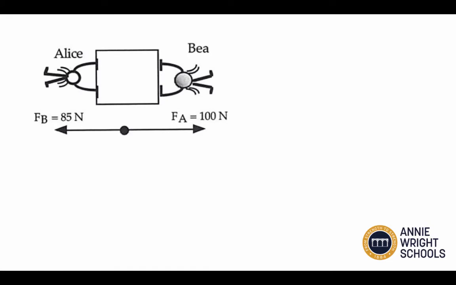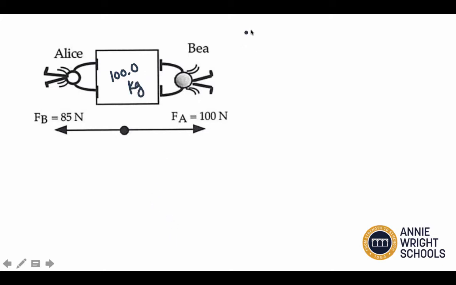This is actually the first problem in your worksheet, so you may want to write this down. This is a top-down view, a bird's eye view of two people pushing on an object. That object, it says in the handout, is 100 kilograms, and it has it to 4 sig figs.